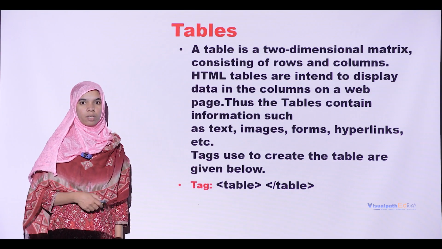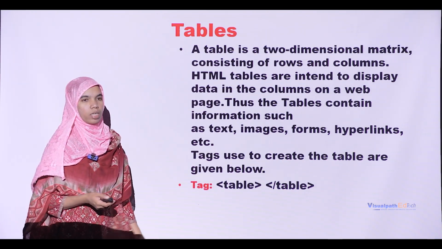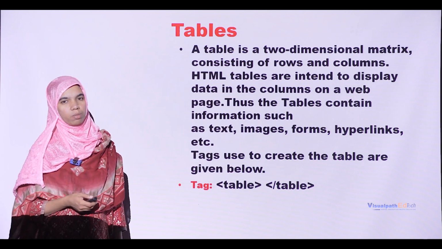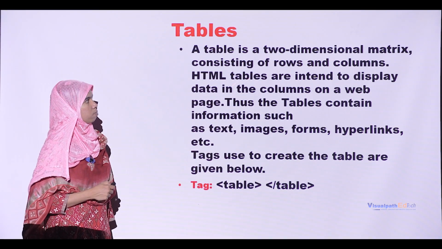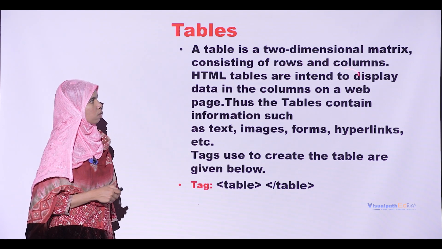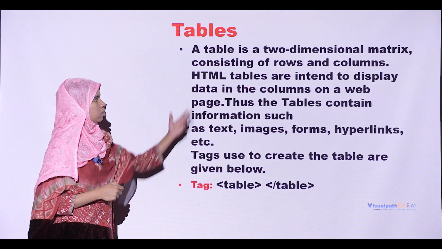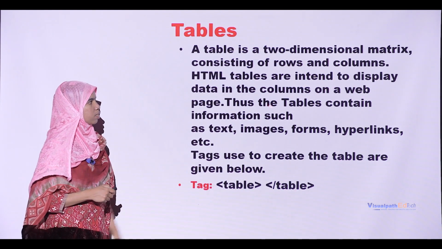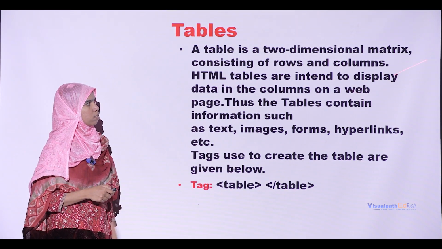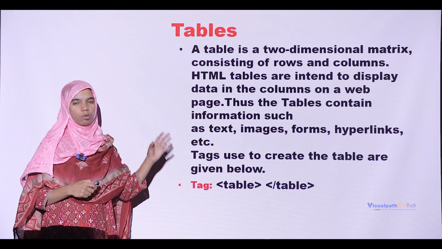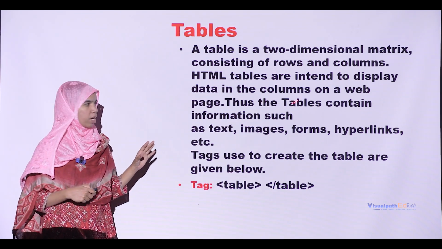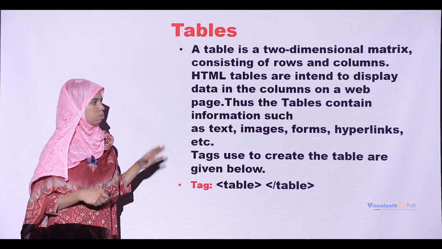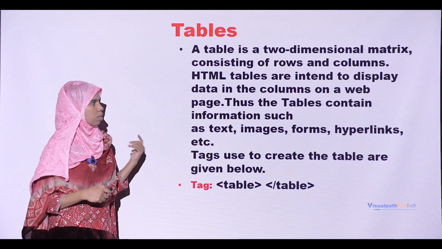So now the next concept is about the tables in HTML. How do we design the tables? A table is nothing but a two-dimensional matrix, we can say, consisting of rows and columns. The content of the table will be designed in such a way that it will be displayed in the formation of rows and columns in a perfectly descriptive manner, such that the information is much clearer to the user and effective.